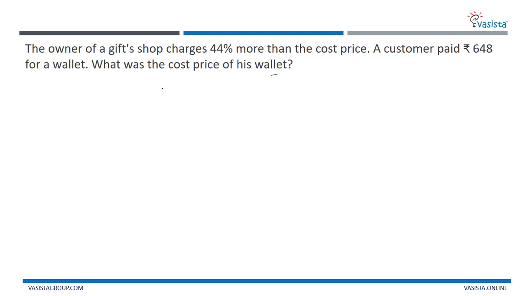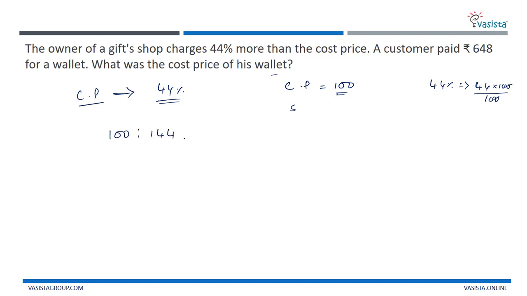He is going to charge 44% more than the cost price, right? So let us consider the cost price is equal to 100 rupees. He is going to charge 44% more, which means 44% is nothing but 44 into 100 divided by 100. So you are going to get 44 rupees. So the selling price, it's very simple: for 100 rupees, he is going to charge 144, right?